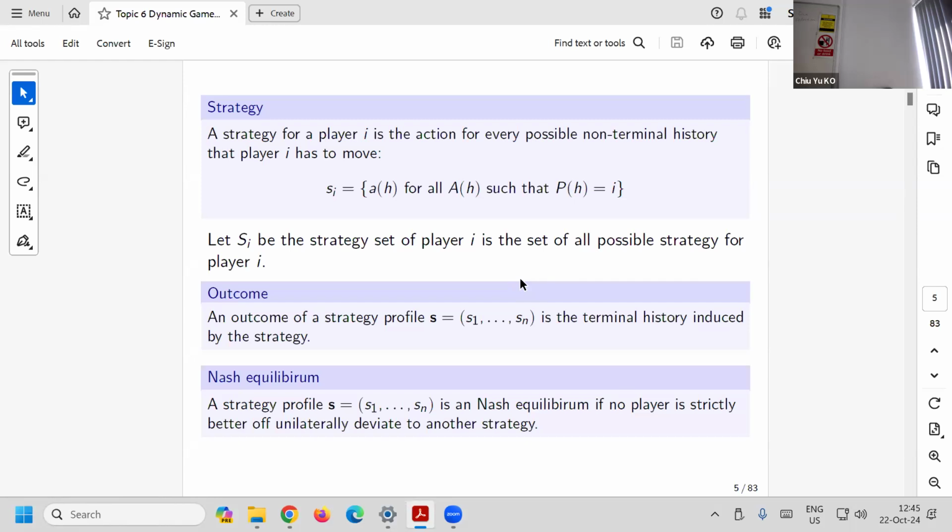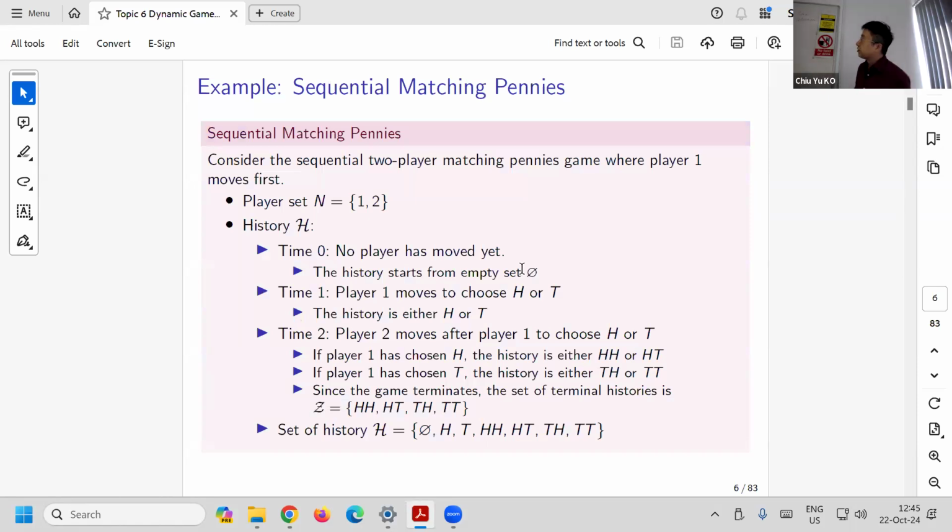But let's see the example to make sense of all the terminology, because the first time you see this, it would be crazy. In the first one we have 2 players, so the player set is 1 and 2. And because we start from nothing, the first history is the null history. No one has moved, and player 1 can choose head or tail. So the history can be either head or tail, depending on what player 1 is doing.